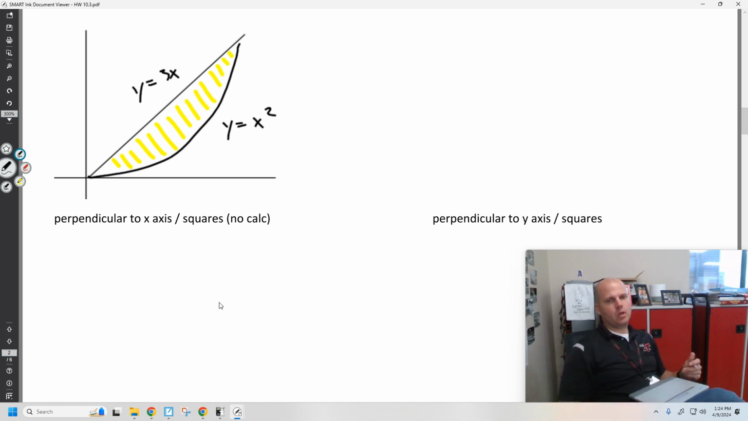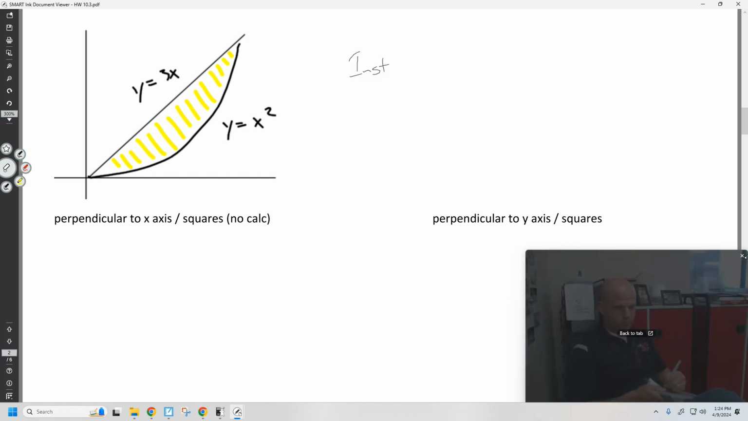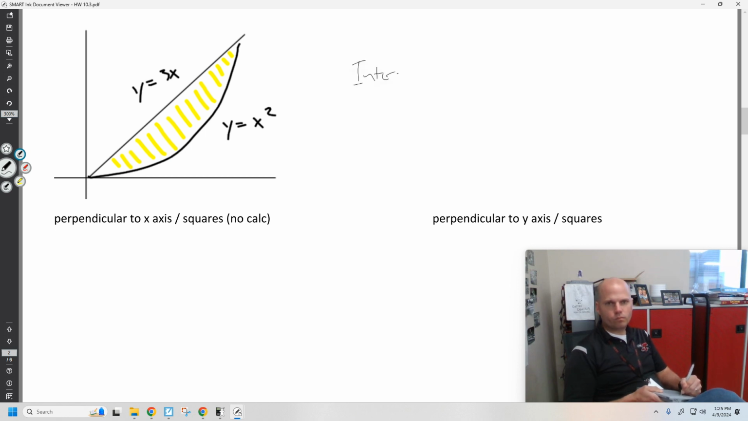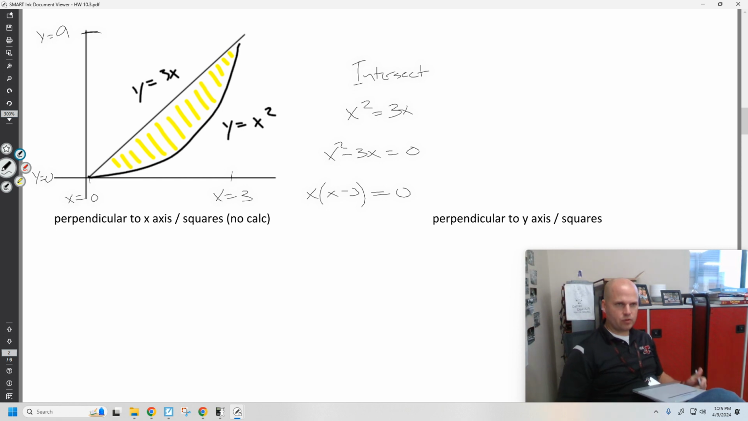Different region. Y equals x squared, y equals 3x. When do they intersect? Let's pretend this is a no calculator. Don't divide by x. You're not allowed to. It removes x equals 0. I'd subtract 3x. 0 and 3. X equals 0. X equals 3. What does that correspond to y's? If I plug in 0, I get 0. If I plug in 3, I get 9. Very important to have those numbers.